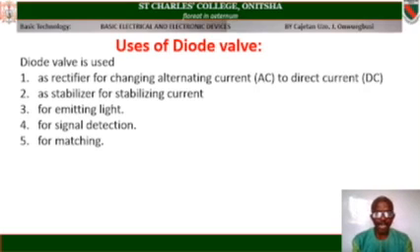Uses of diode valve. Diode valve is used, one, as rectifier for changing alternating current to direct current. It is used as stabilizer for stabilizing current. It is also used for emitting light and for signal detection. It is also used for matching.